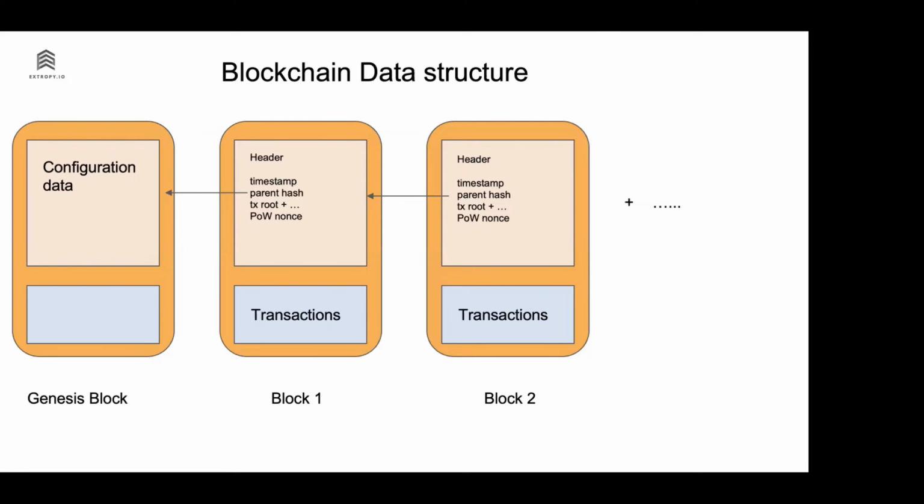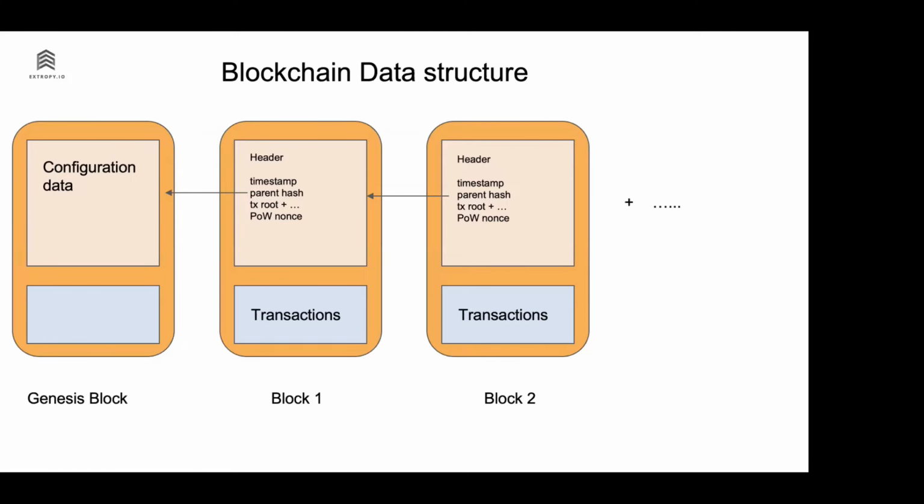But if we looked at it in a more idealized, more abstract way, what happens is you start off with the first block, usually called the Genesis block, and this will often contain configuration data about the blockchain to allow the blockchain network to boot up. And then after that, you produce blocks at regular intervals.